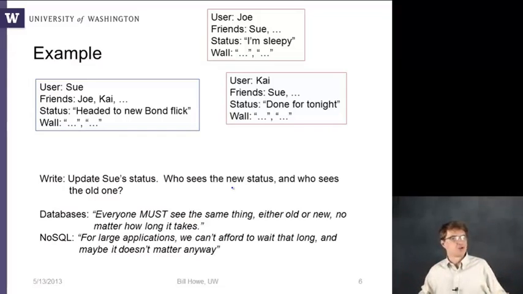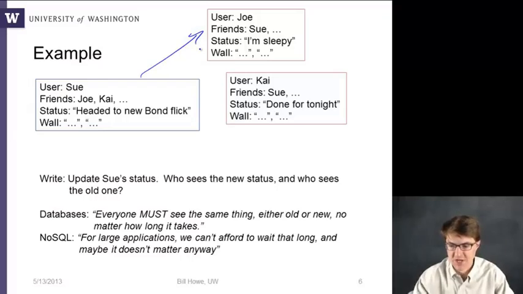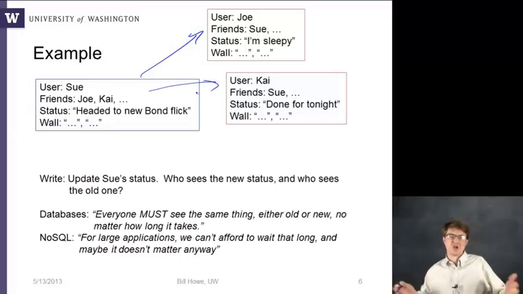Okay. And the NoSQL systems made this observation that said, well, look, for really large applications, we simply can't afford to wait arbitrarily long for this to happen, right? You need status updates to be able to commit and respond so the user can go on and do other things, right? They can't look at an hourglass while the synchronization is still occurring. And then further, the observation is, well, maybe it doesn't matter anyway. Is it really that important that, here, if Sue's friend Joe sees the new status while Kai still sees the old status? Maybe who cares, right? As long as Kai eventually sees the new status, maybe that's good enough.